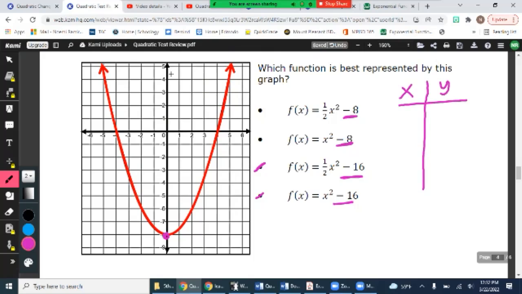So we know that the y-intercept is 0, negative 8, or it crosses at negative 8, so the ordered pair should be 0, negative 8. I need a few more points to add to my table. What else can I add to my table? Give me the ordered pairs. Negative 4, 0. And what else? 2, negative 6. And 4, 0.